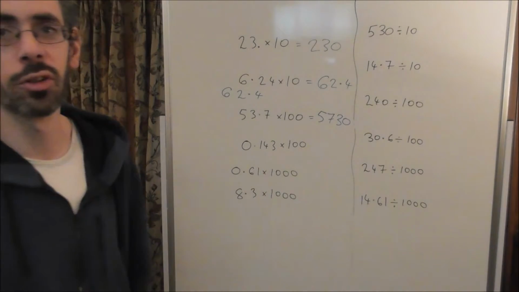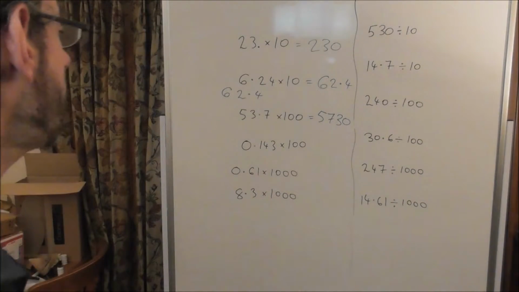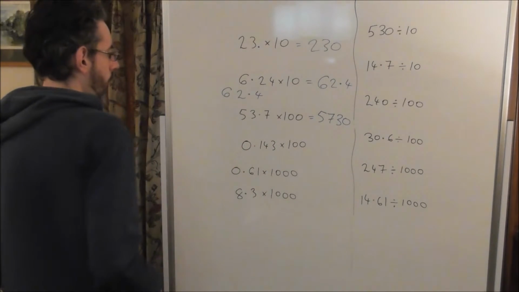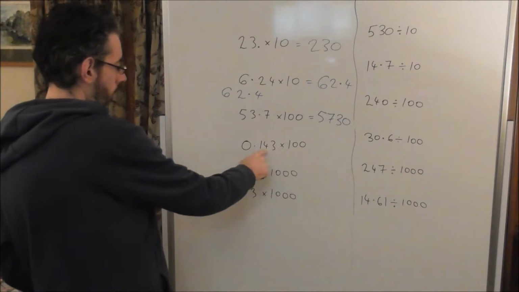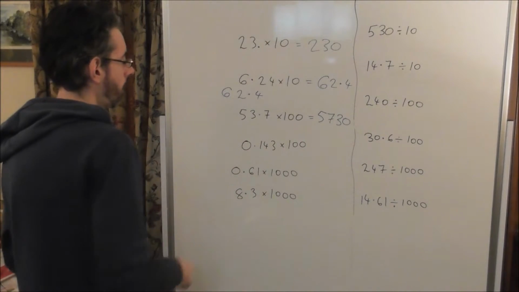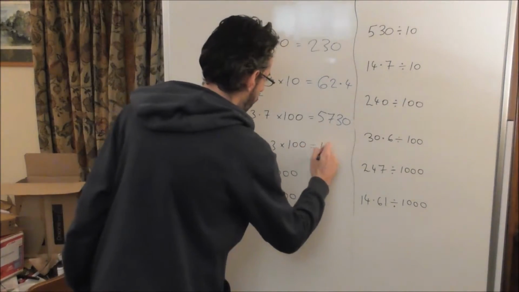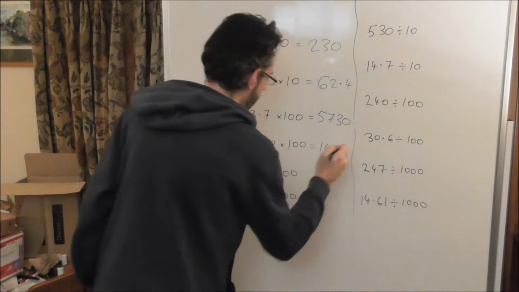0.143 times 100. Again, multiplying by 100, you move the digits 2 places to the left. So 2 of these digits, the 1 and the 4, are going to move past the decimal point, and the 3 is going to remain behind the decimal point, so the answer is going to be 14.3.